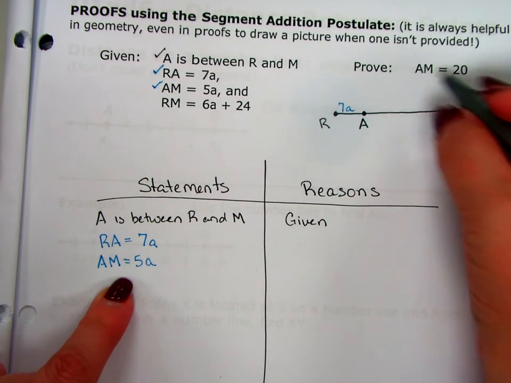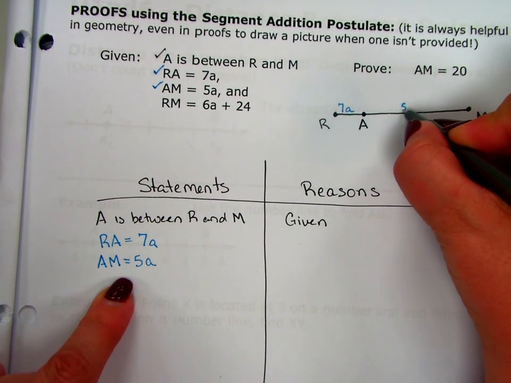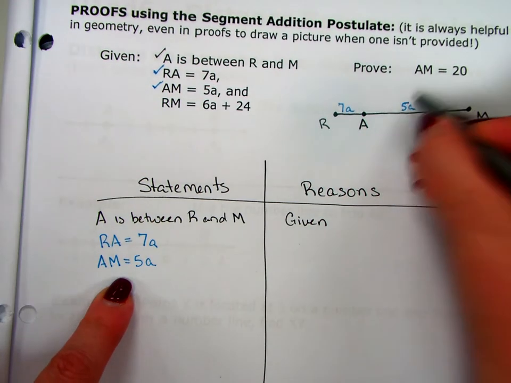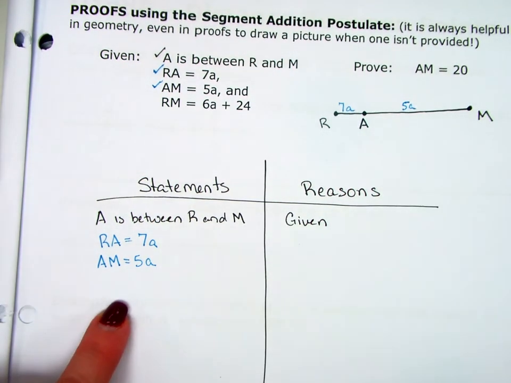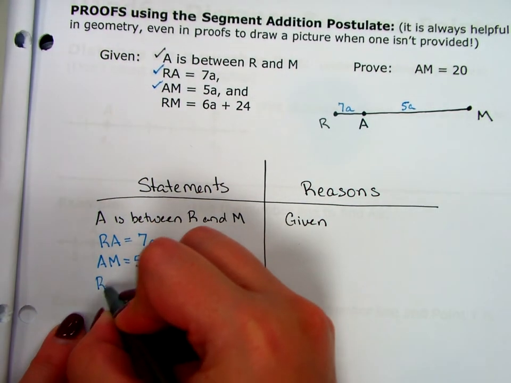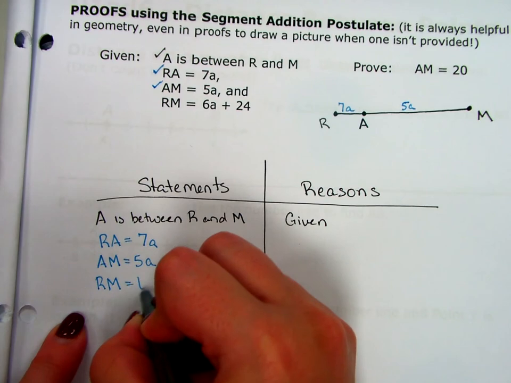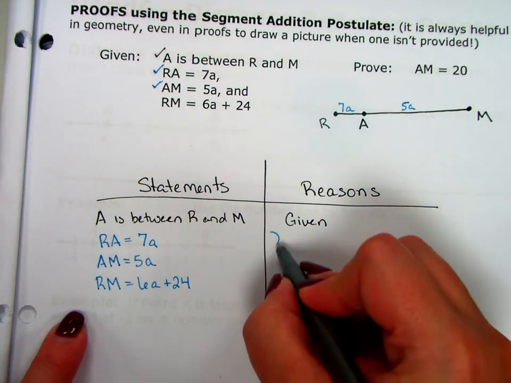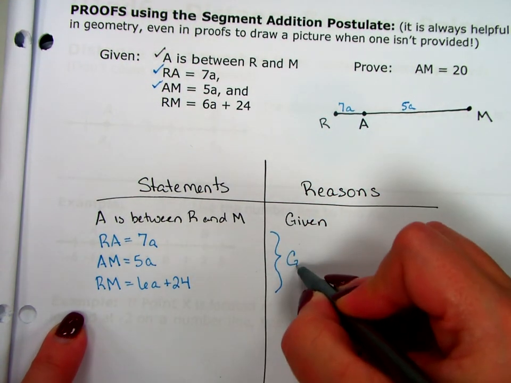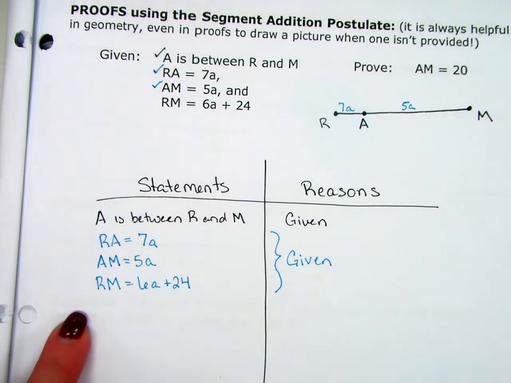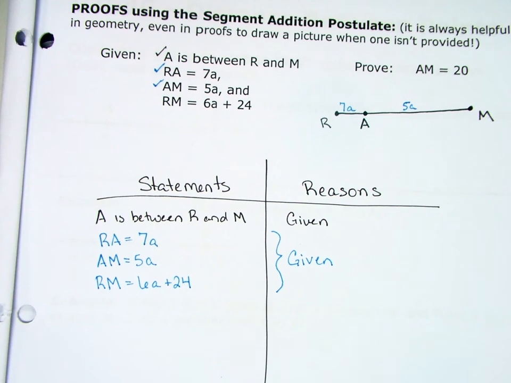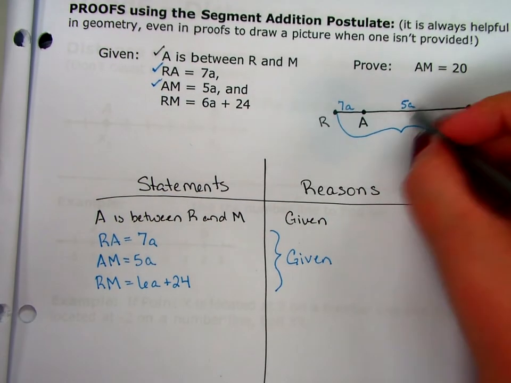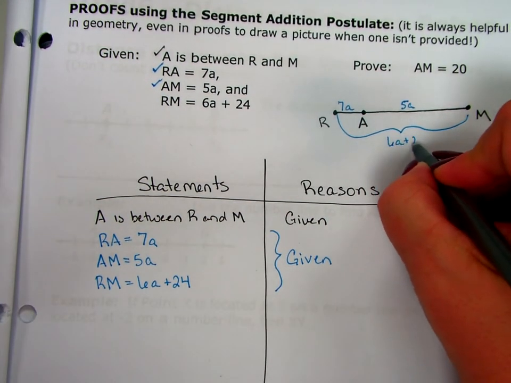Okay? So that's used, and I'm going to put it over here. This is 5A. That's a 5, it's hard to tell. And then the last one, RM equals 6A plus 24. I'm just going to say all three of those are given. Oh, I didn't add the last picture. 6A plus 24.